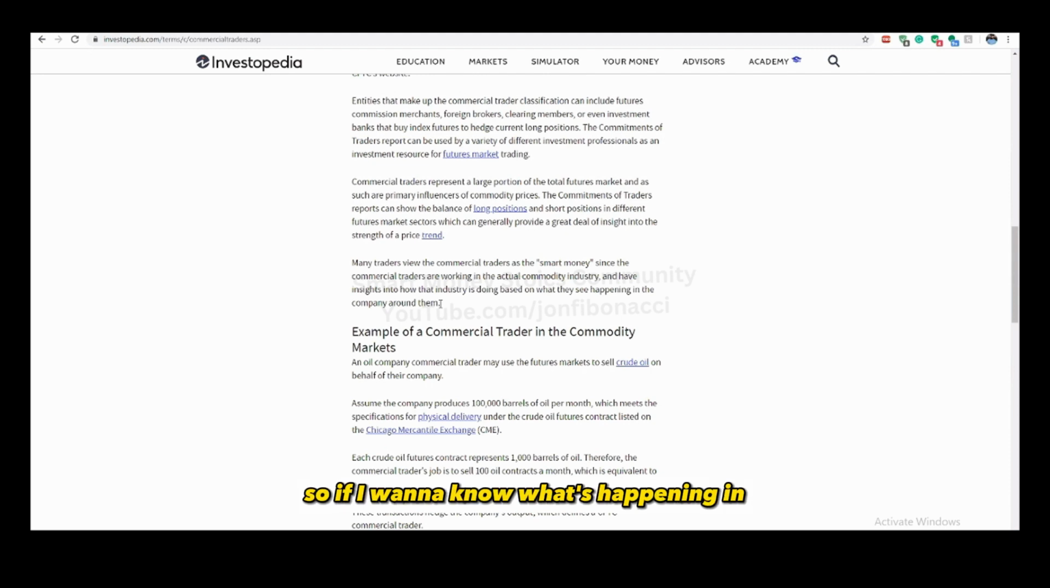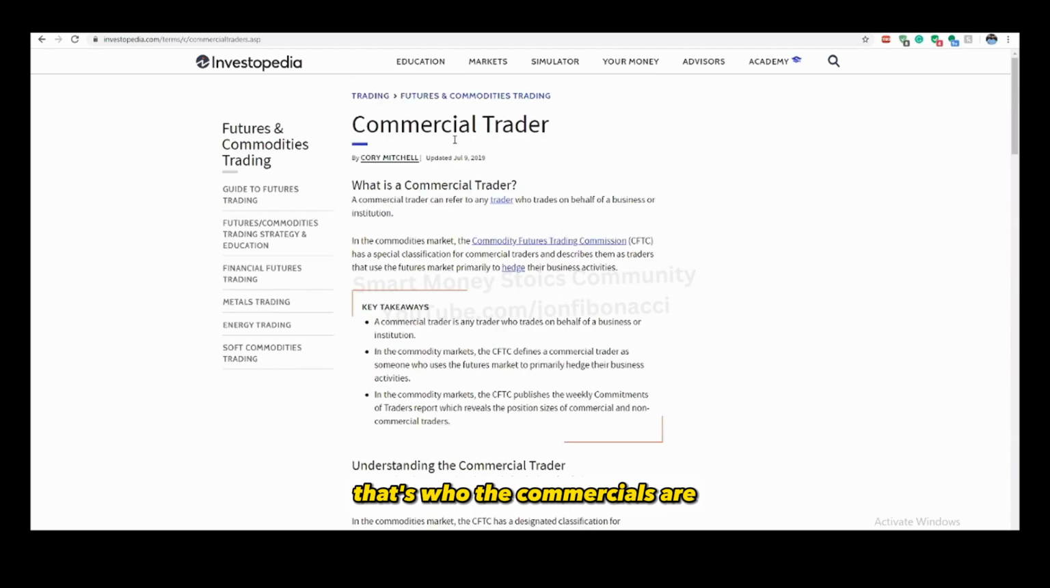So if I want to know what's happening in the automotive industry or in the car repair industry, I'm going to go talk to them, right? Because they're the smart money in that field. That's who the essentially smart money is. That's who the commercials are. Now that we understand who they are, we have to understand how they report.